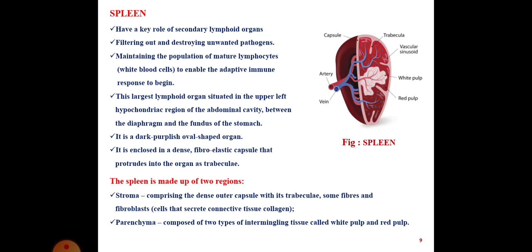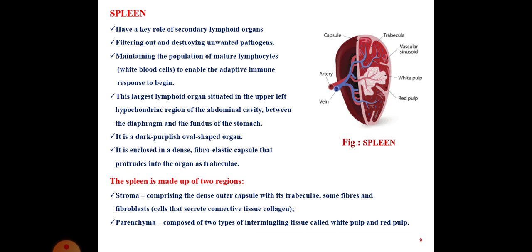And next we see about the secondary lymphoid organ, a major organ, that is the spleen. It has a key role as a secondary lymphoid organ, and its main role is filtering out and destroying the unwanted pathogens, maintaining the population of mature lymphocytes, that is the white blood cells, to enable the adaptive immune response when they begin. This largest lymphoid organ is situated in the upper left hypochondriac region of the abdominal cavity, between the diaphragm and the fundus of the stomach.